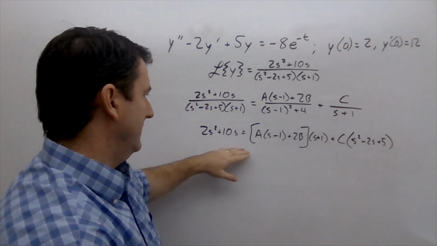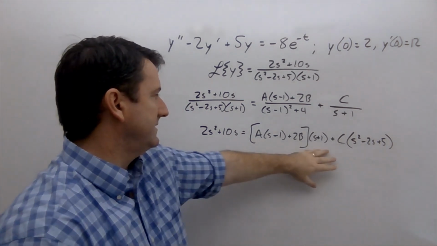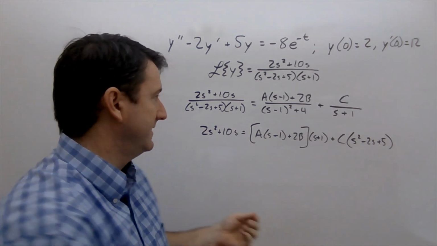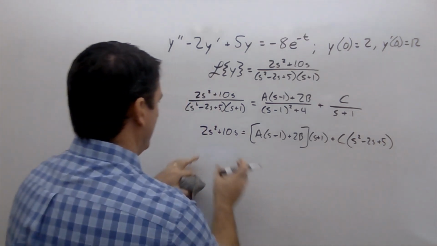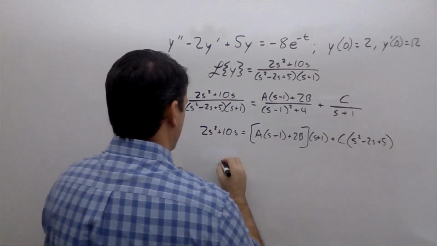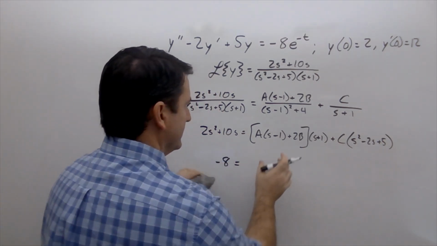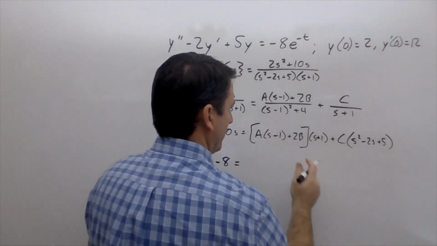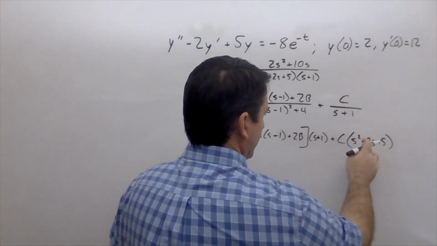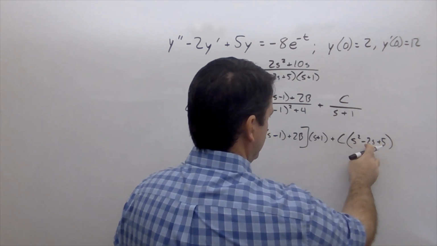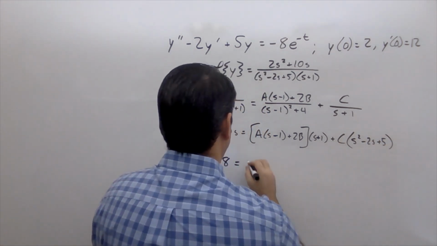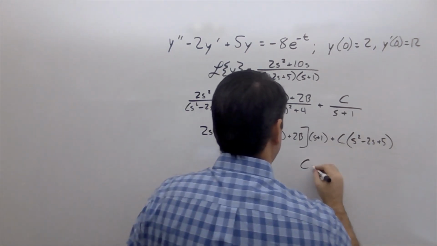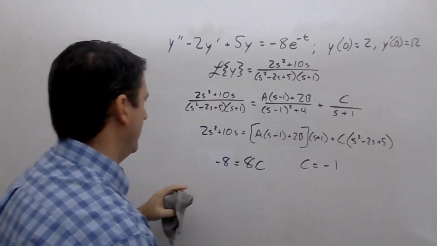And then let's plug in some values for s that are going to make this simpler. So we start with -1. If we plug in -1 here, we're going to get -8 is equal to, this whole thing will go away. -1 squared is 1, plus 2 is 3, plus 5 is 8, so 8c. So we get that c is equal to -1.